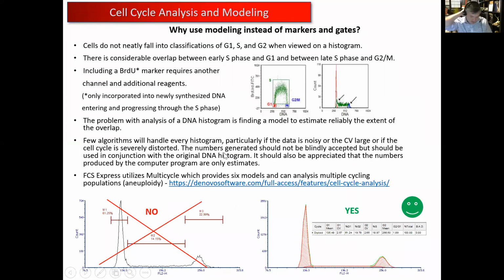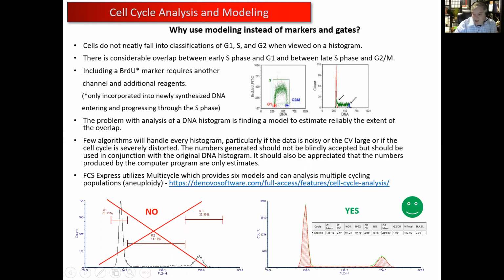Now, I promise we're going to get to analyzing some data real quick here. So, why would we use a cell cycle modeling tool instead of using something like this, where we'd say, all right, let's set up a marker and call these G1, set up a marker here and call this S phase, set up a marker and call these G2. Well, what happens in reality is that in biological samples, these populations don't just fall into neat little bins of everything's in G1, everything's in S, and everything's in G2. What will happen is there's considerable overlap between early S phase and G1, and overlap between late S phase and G2.